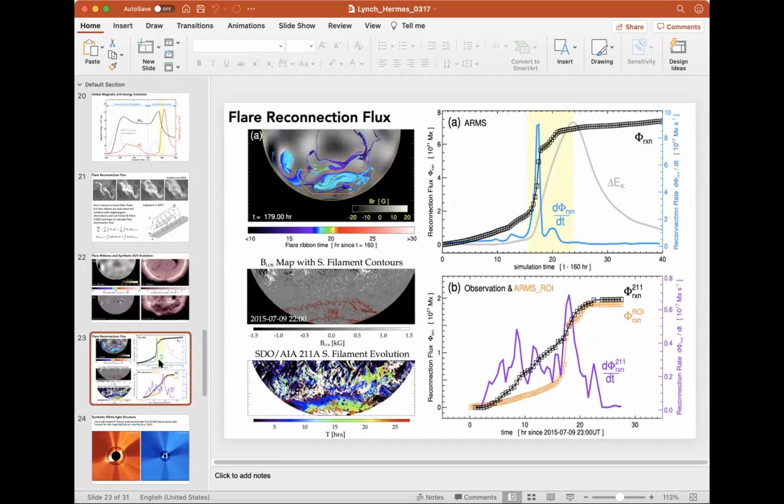You have any comments on that? Yeah. I mean, I think that's right. The transition from slow to fast reconnection is an open question.